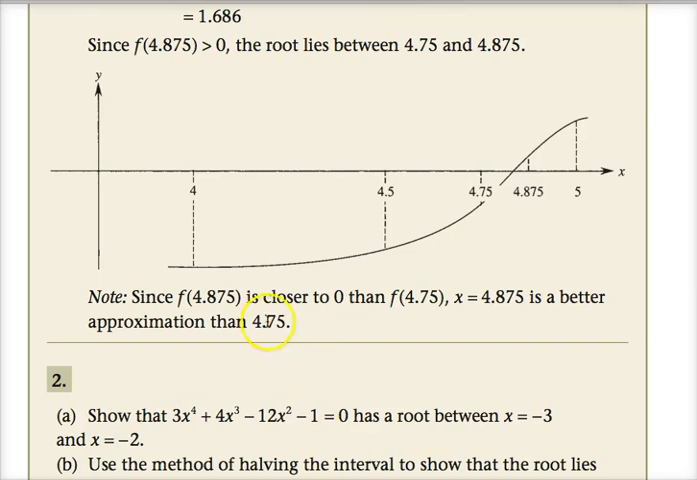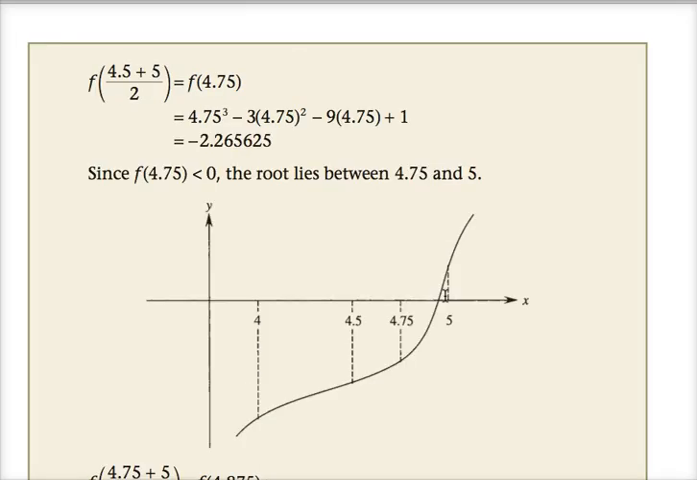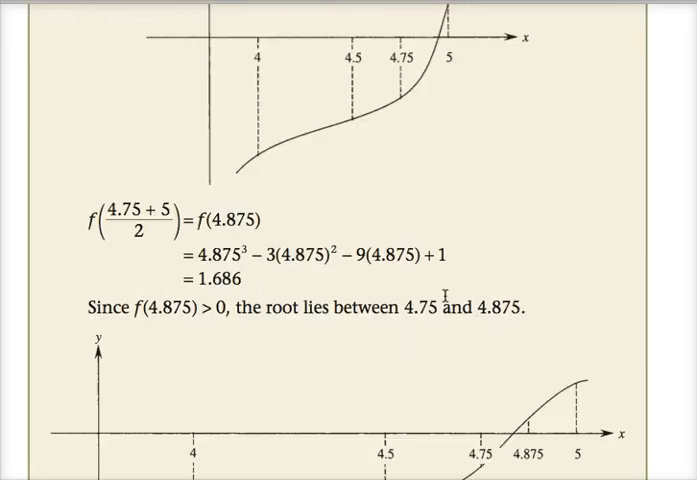Now, girls, what's it saying here? It's saying that 4.875 is closer to the 0 than 4.75. Let's see what they mean by that. Function of 4.75 is negative 2.2, right? So it's 2.2 units away from 0. Function of 4.875 is 1.7 approximately.